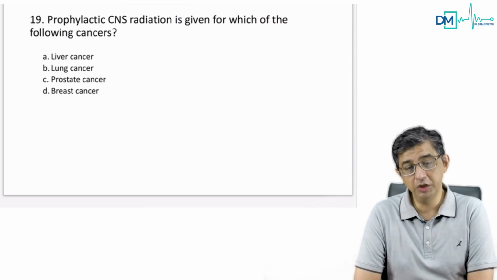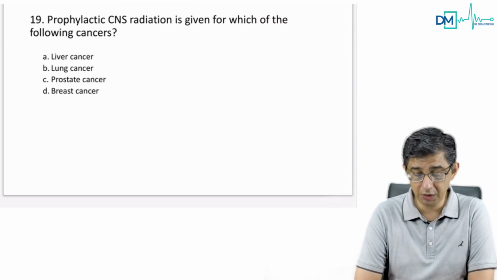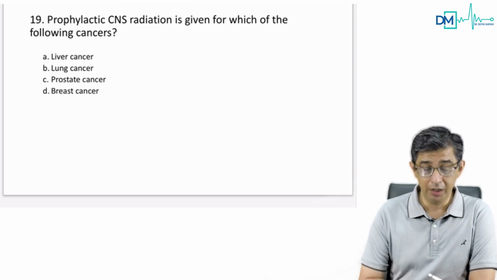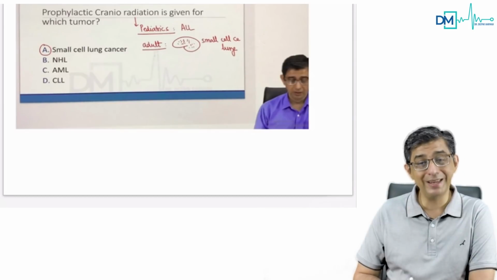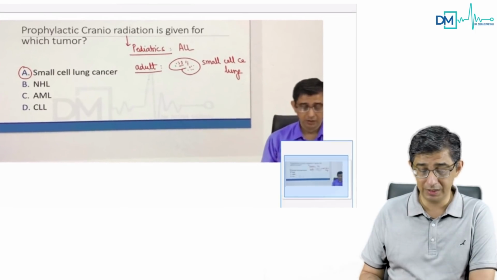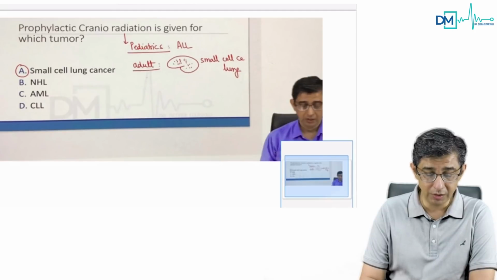Moving to the next question, it talks about prophylactic CNS radiation given for which of the following cancers. Now this question is slightly a difficult one. This is from the exam section part where I've discussed the exact question. I agree this is a difficult one.